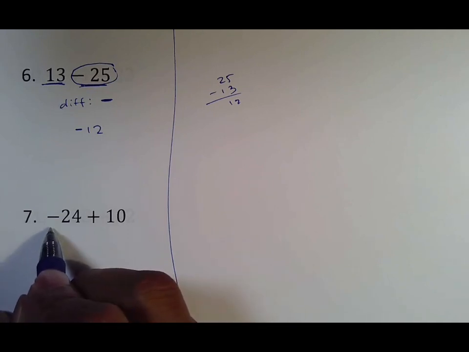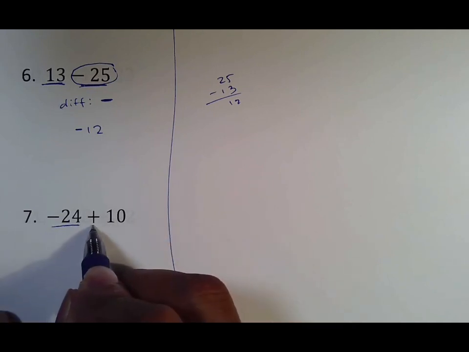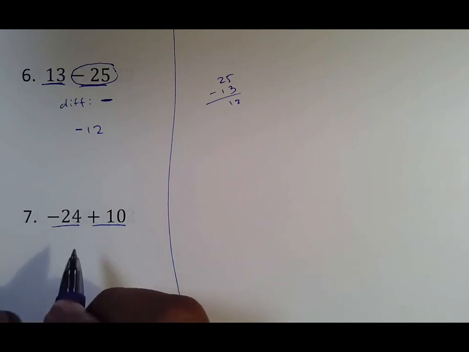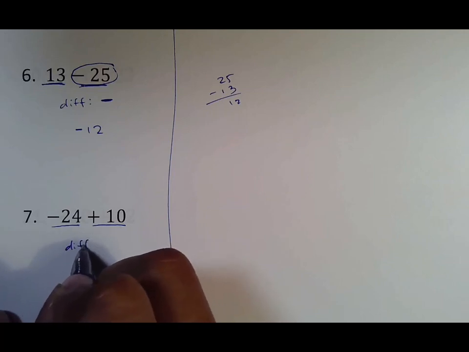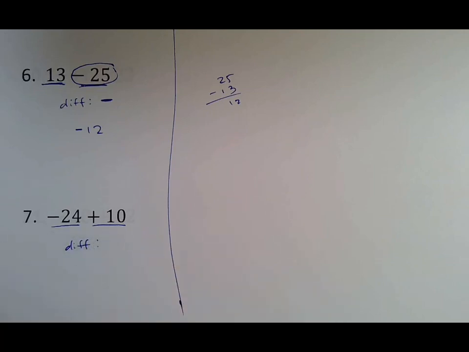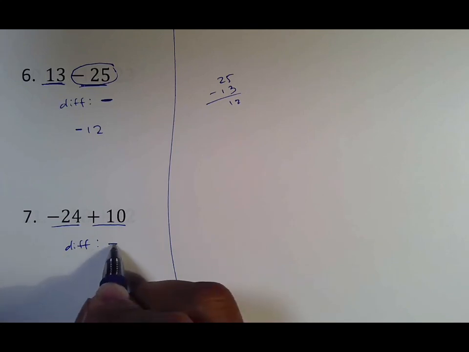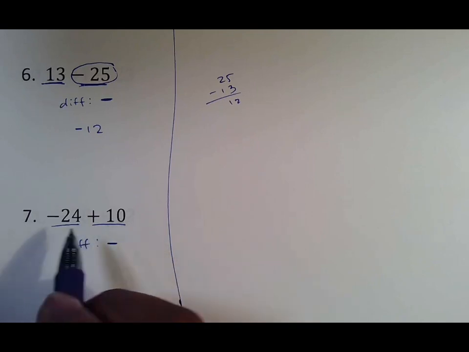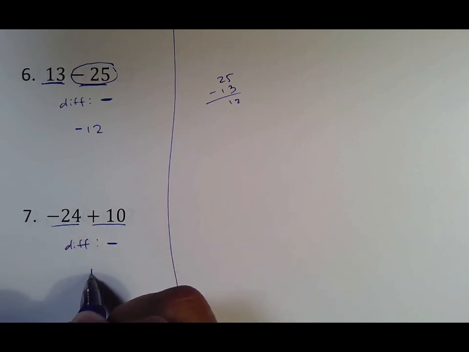Number 7, you have a negative 24 and a positive 10. With those numbers, we're looking at the fact that these two are different. And because they are different, we are going to subtract. 24 minus 10. Well, anytime you take 10 away, you just drop that number by 1, so it'll be 14.